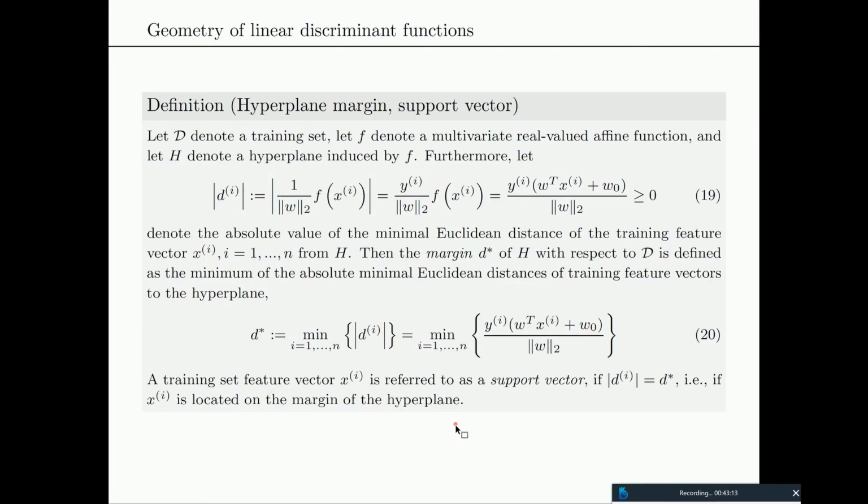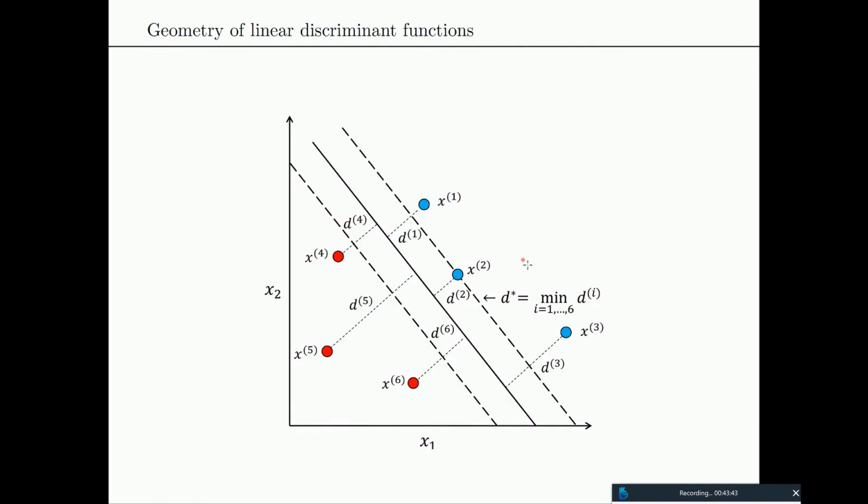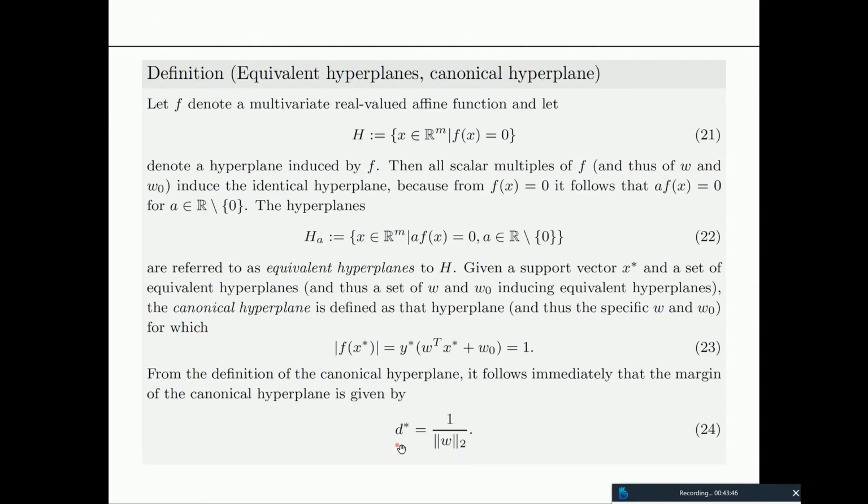Let me show where else. So in principle, this would be our distance. Because we choose this weight representation that refers to a canonical hyperplane, this distance is defined to be 1, and hence the margin is of this size, 1 divided by the weight vector norm. Picture? No, I don't have a further picture.